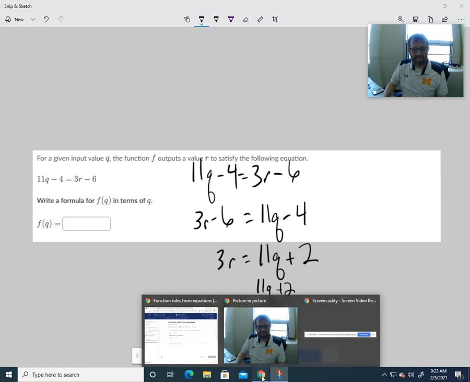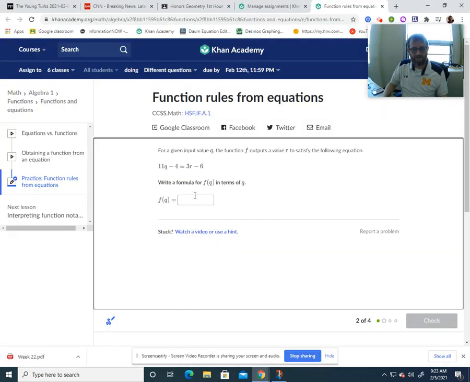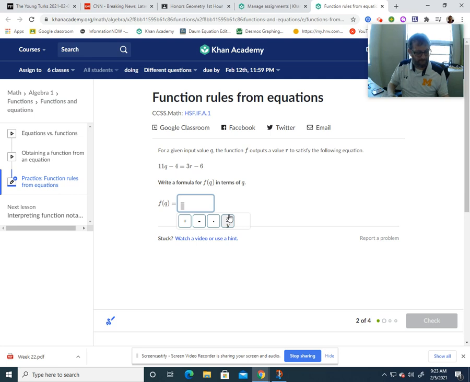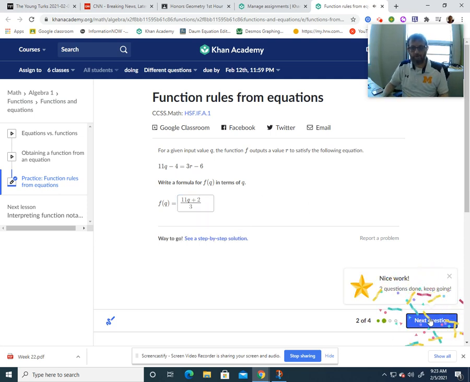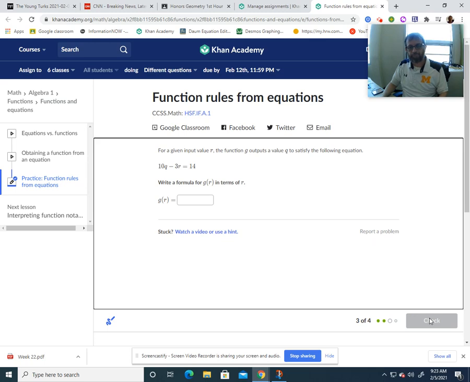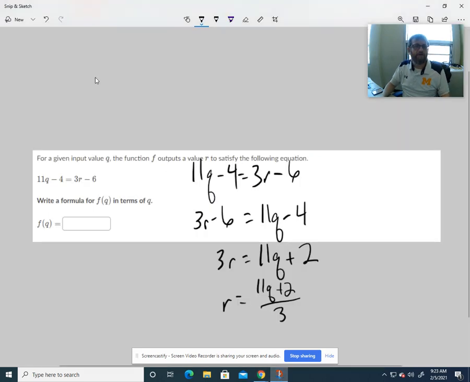Now, I honestly have not tried this to see how they'll accept it. But let's say we do 11q plus 2 over 3. Perfect. Now, you could have potentially written that as split up, 11 thirds q plus 2 thirds. I think it would have worked either way. Maybe we'll try it on a future one if we're given that option, to see if we can write it more than one way. Okay, so here we go again.